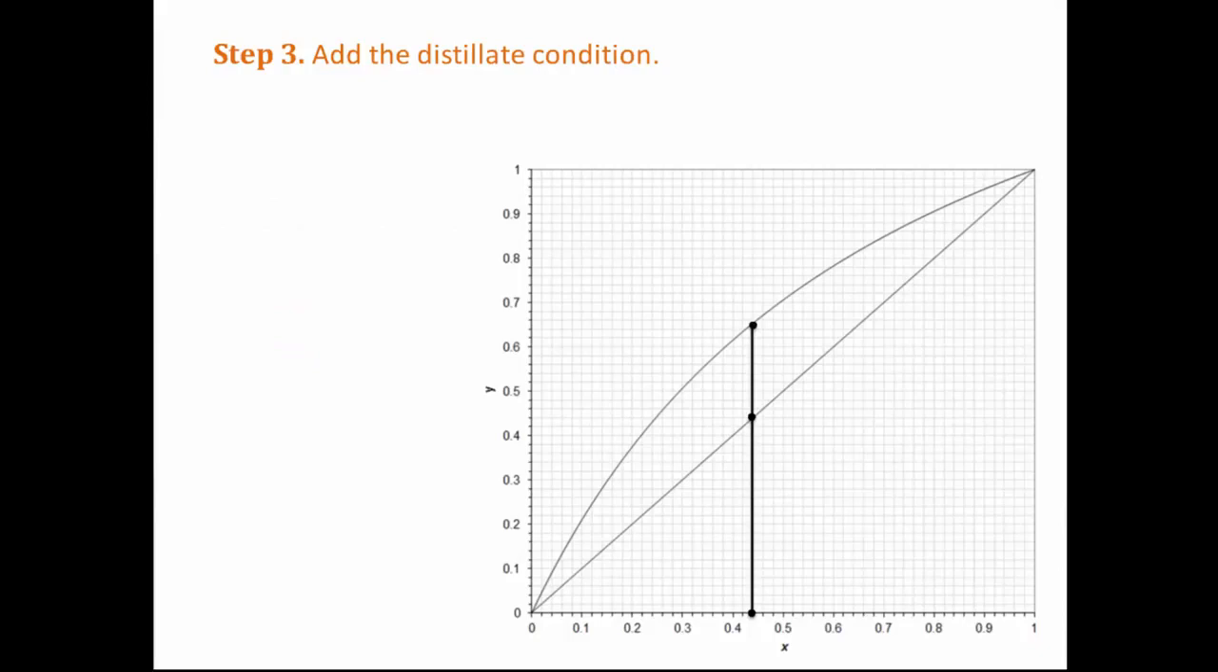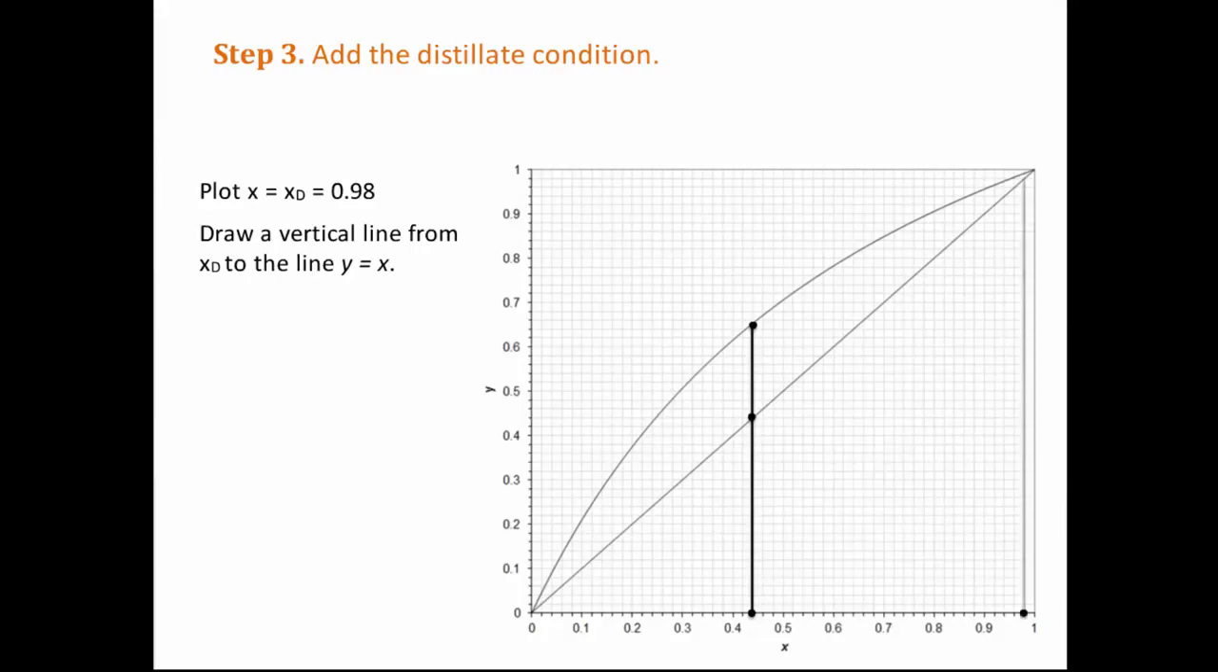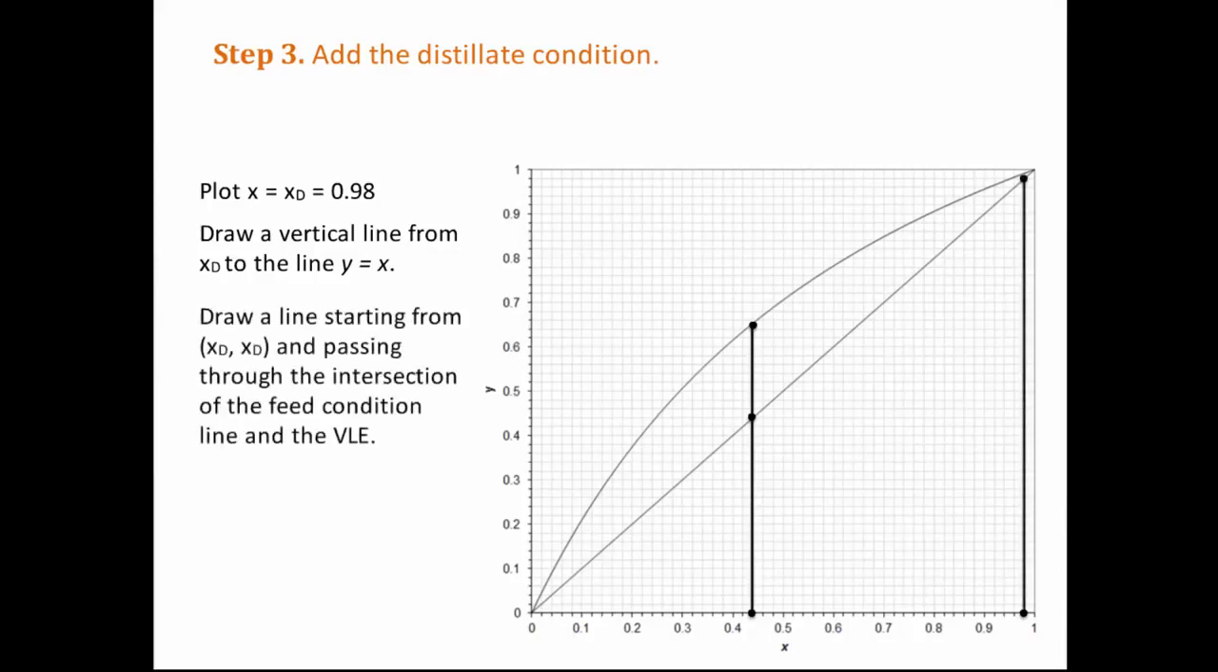Next, we need to plot the distillate condition. Start by plotting the line x equals xD, starting from the point 0.98 on the x-axis and drawing up to the line y equals x. Then draw a line from the point xD through the point of intersection between the feed condition line and the VLE. Make this line go up to the y-axis. This is the operating line for the minimum reflux ratio.